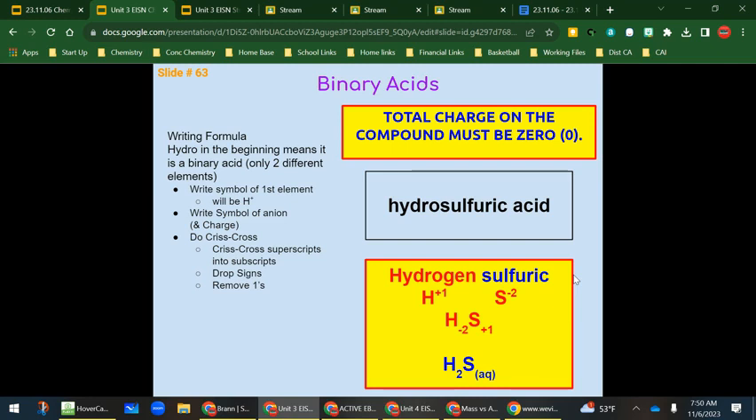Which nonmetal will never be in an acid? Hydrogen. Because there's already hydrogen in there acting as a positive ion. You won't put a positive hydrogen and a negative hydrogen together and make a hydrogen with no charge. That would not be an acid. That would be hydrogen gas. Questions?